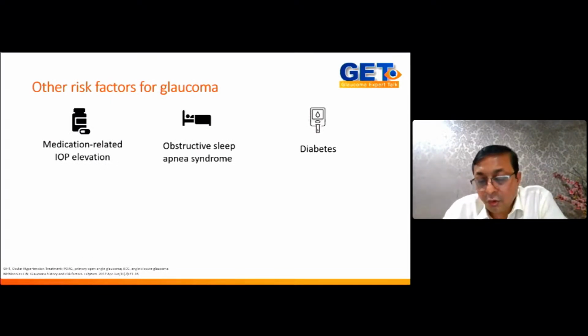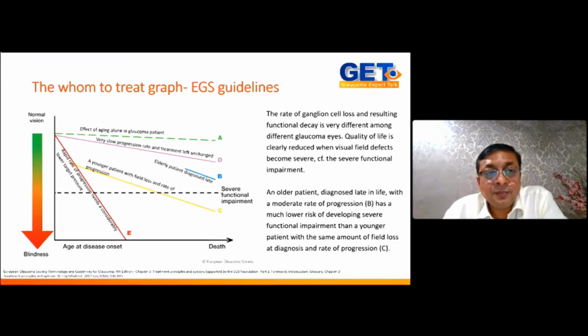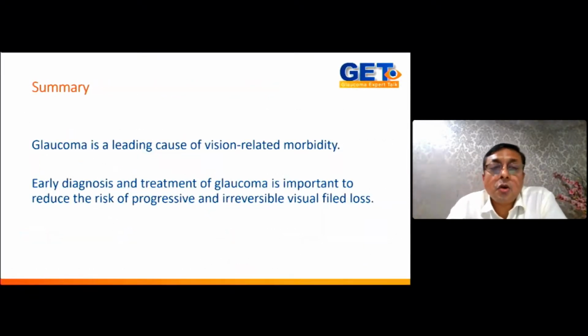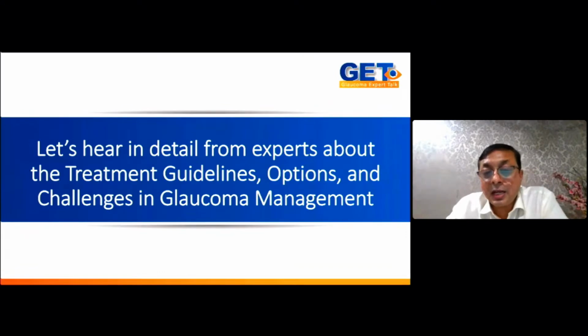I don't want to take much time from the international speaker we have. This is the EGS guideline. Of course, Professor Holo will talk in great detail, so I will skip this. Basically, glaucoma is one of the leading causes of vision-related morbidity. Early diagnosis helps because it's an irreversible disease. And I will invite Professor Holo to start his talk, and let's enjoy his talk. Whatever questions you have, you can ask us, and we will try to answer the questions after the talks are over.